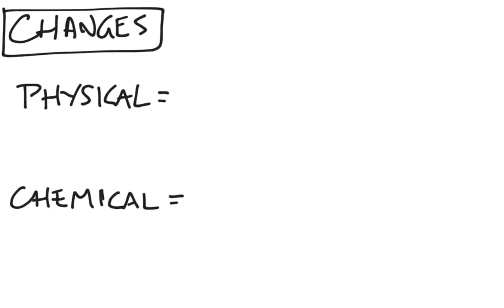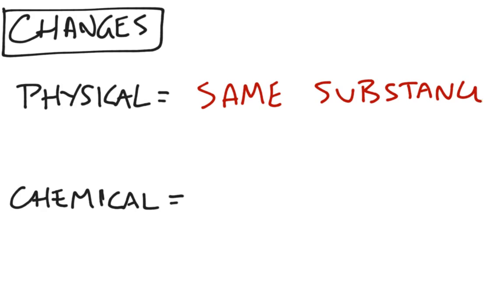Now, when we talk about physical and chemical changes, we're talking about something a little bit different than physical and chemical properties. Now we're trying to talk about what happens to matter as it does go through a change. A physical change does not change the substance itself, so you end up having the same substance. A chemical change, however, results in the formation of a new substance.